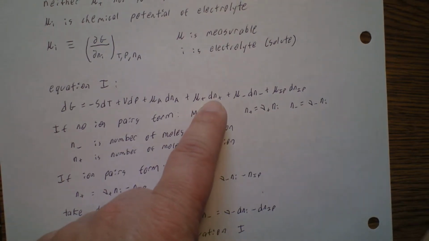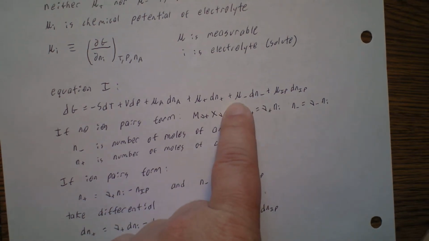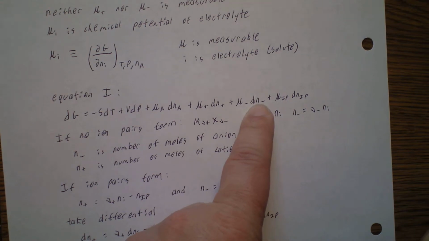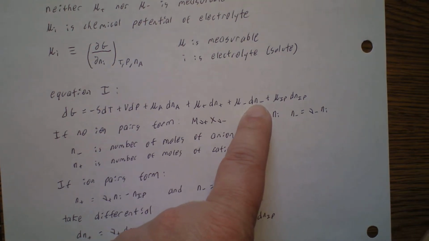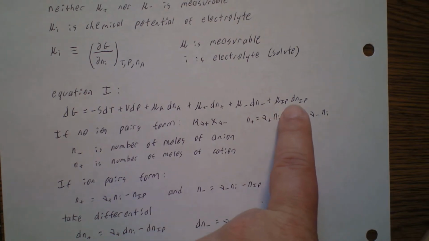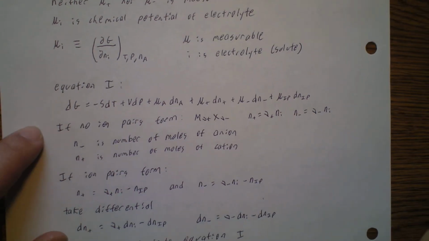times the differential of the number of moles of the positive electrolyte, plus the chemical potential of the minus electrolyte times the differential of the number of moles of the negative electrolyte, plus the chemical potential of the ion pairs times the differential of the number of moles of the ion pairs.